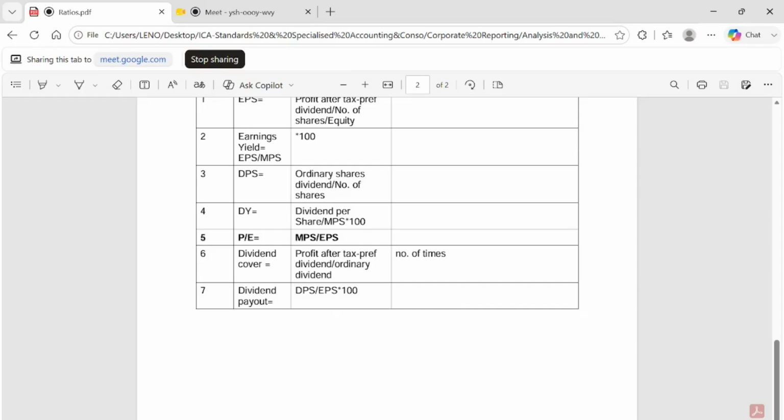Then let's come to dividend payout. So what is the dividend payout? It is dividend per share over earning per share times 100. So this one gives you the percentage of dividend they are paying out.